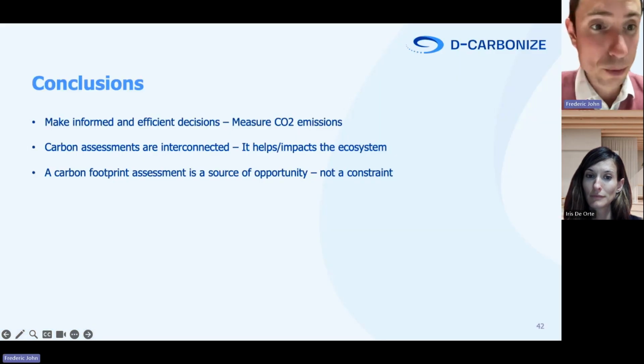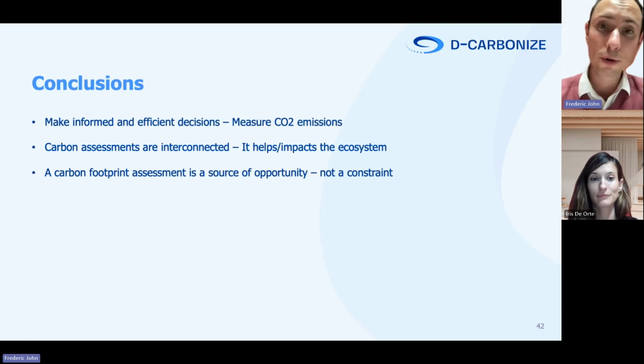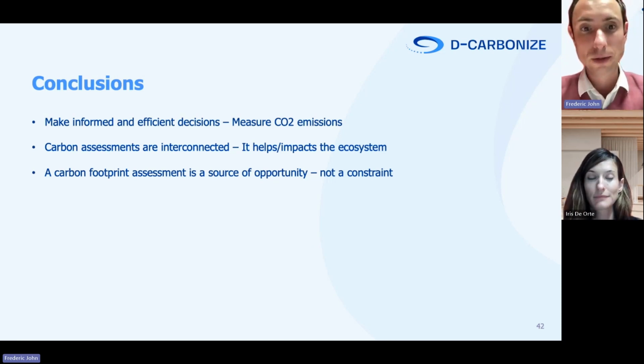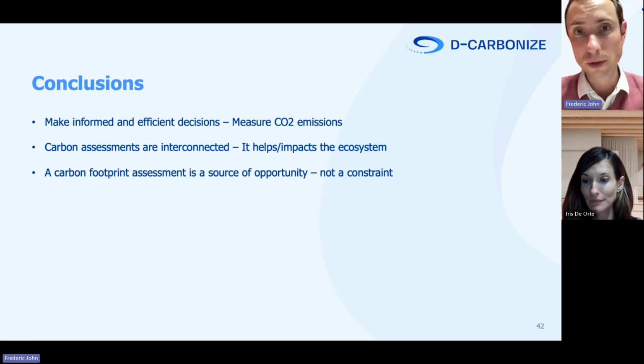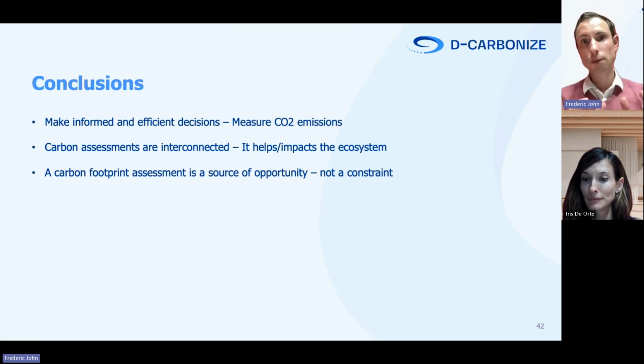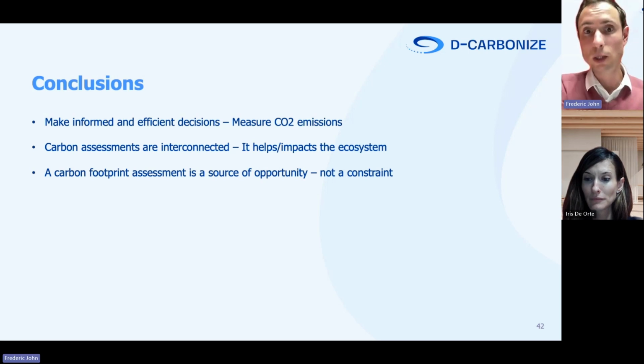So some conclusions before we move to the Q&A. It's very important to measure your CO2 emissions to make informed and efficient decisions, right? Resources around us are limited, so we should make the best use of them, and it starts with a diagnostic. Carbon assessments are interconnected. You will do your carbon footprint assessment, and it will help your suppliers and your customers to also measure their CO2 emissions. So we really encourage you to invite the players in your value chain to also measure CO2 emissions. It will be beneficial for everybody.